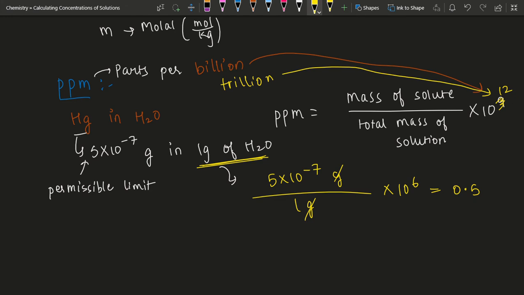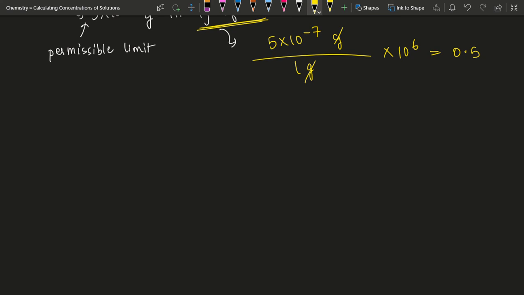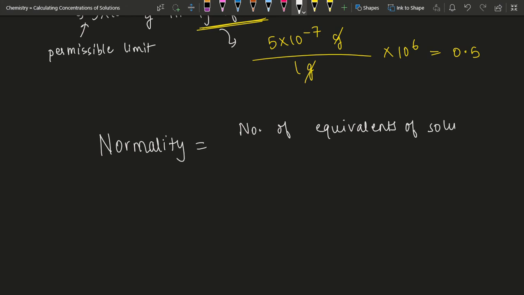We also have not considered normality yet. Normality is something I'll just write the brief definition of. Normality is equal to the number of equivalents of solute over liters of solution.